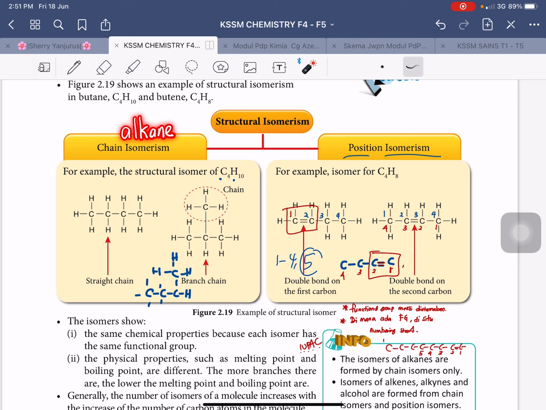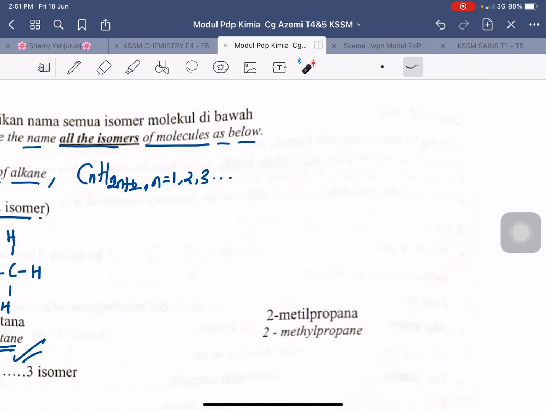Why I said like this? Because alkane does not have a functional group. Kalau ini position, it involves functional groups such as double bond, triple bond and so on. For alkane only, we have the branch, the chain isomerism. So what happens here is, you need to form the first isomer, straight chain. Itu first isomer. Second isomer, kamu mesti fikir, kurangkan 1, potongkan 1 atom C supaya ada cabang ataupun branch atau chain. Okay, let us go to Cikgu Azmi's book here.